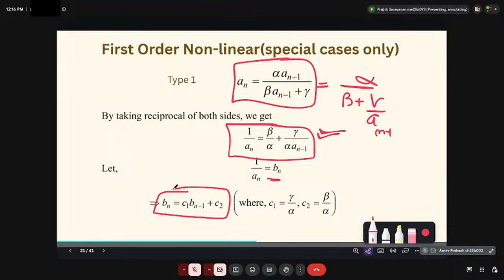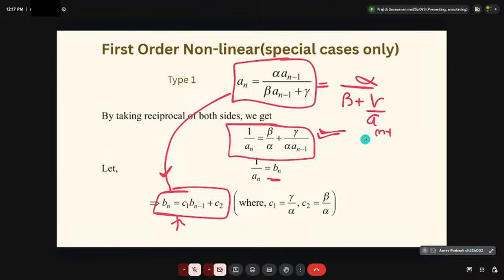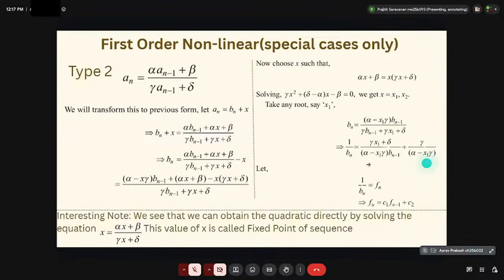So c1 and c2 are basically constants. You know how to solve this one, right? We changed this to this format, and you know how to solve this. Once you find bn, you just reciprocate and you'll get an. So these require some unconventional substitution. That's the whole point of intuition. That's where intuition comes in. So let's consider one more example.